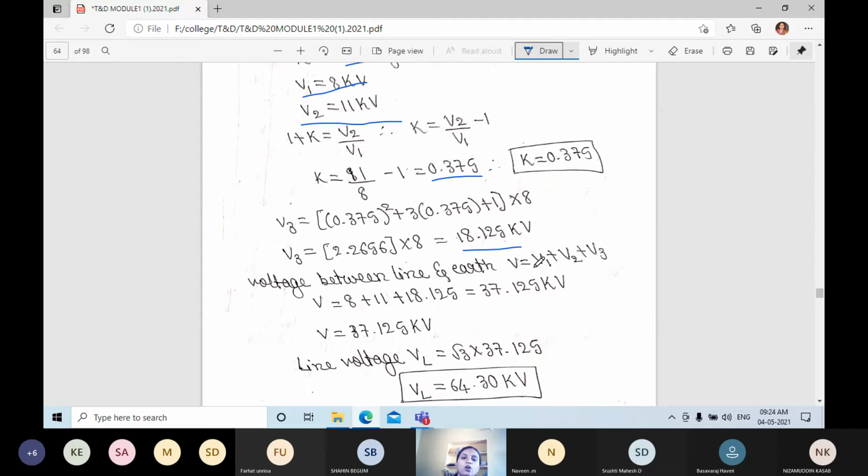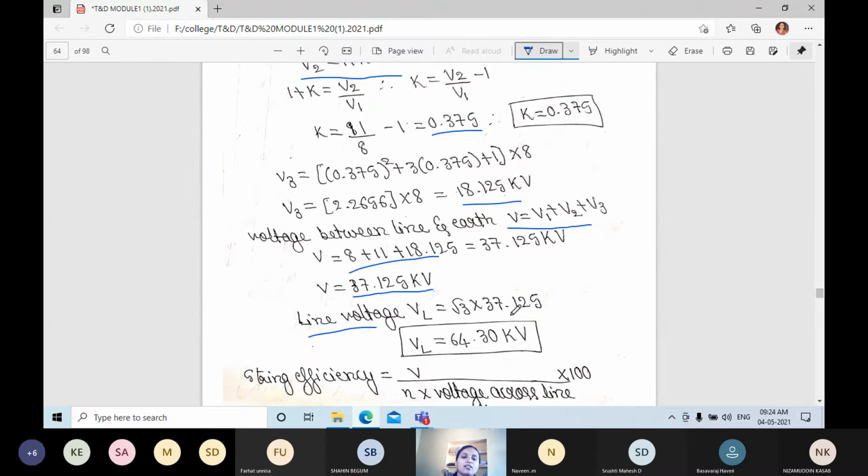So V is equal to what? V1 plus V2 plus V3. If you add the 3 voltage levels, you will get voltage V is equal to 37.125 kilovolt. That is the next. They have asked for the line voltage. Line voltage means just multiply by square root of 3. So here, square root of 3 into 37.125, you will get VL is equal to 64.30 kV.